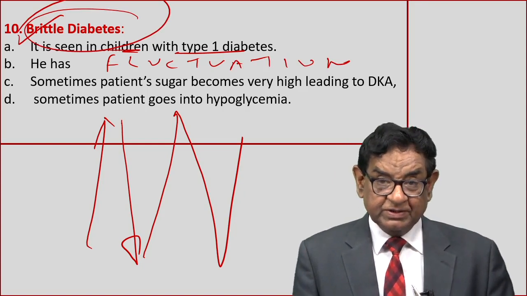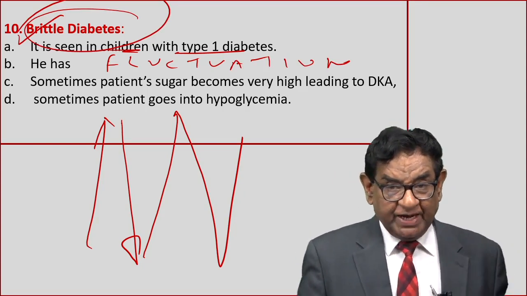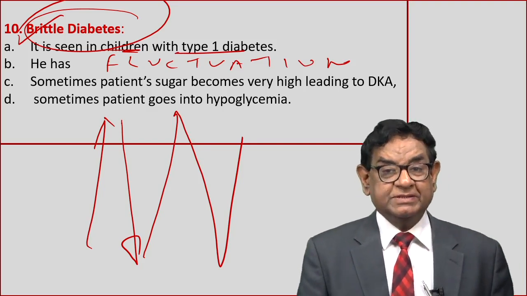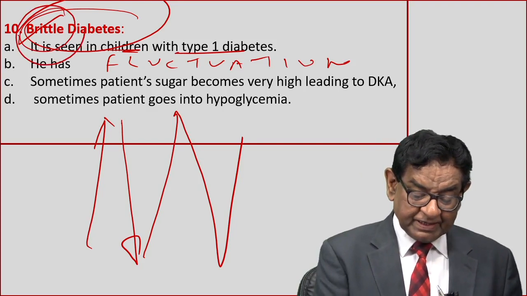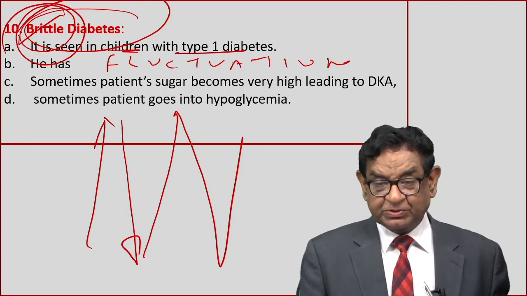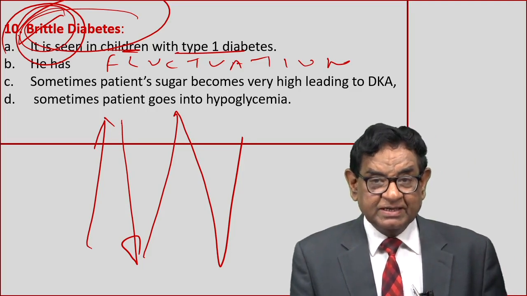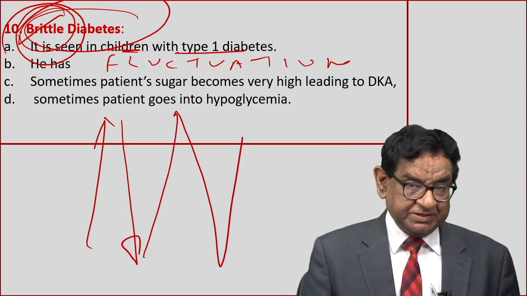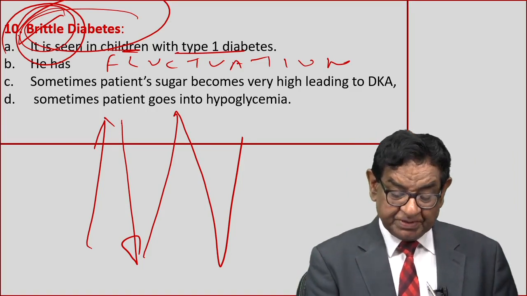Now one question for you. Stop the video and write down the answer. We have a term called brittle diabetes. Similarly, we have something called brittle in respiratory medicine also, especially in children. Name the disease where we have brittle something in respiratory disease. Well, I am sure you have written the answer. The answer is brittle asthma.